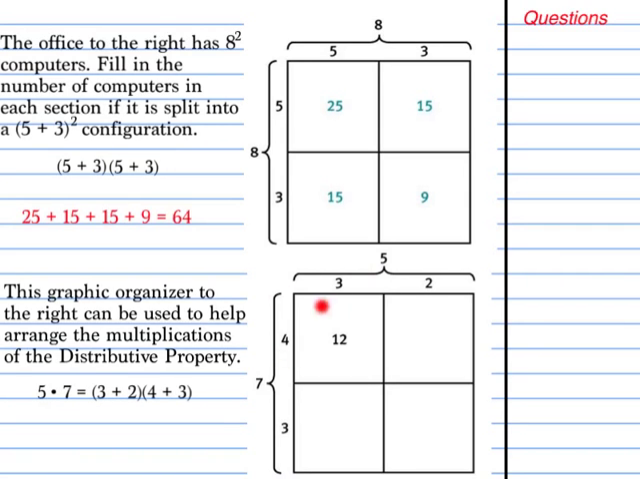So 4 times 3 is 12. 3 times 3 is 9. 4 times 2 is 8. And 3 times 2 is 6. Now altogether, these should add up to 35 because 7 times 5 is 35. So I'll take my 12, add it to my 9, then add 8, add 6, and that should total 35.